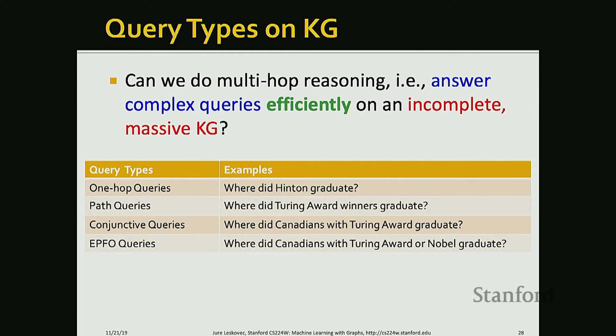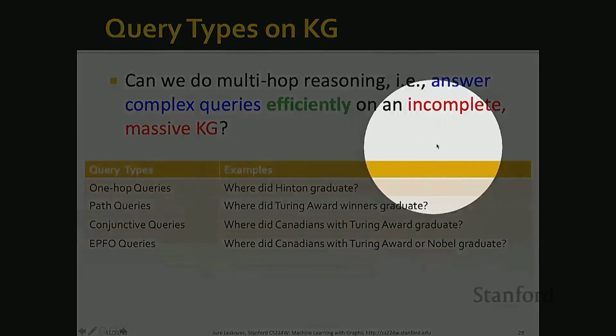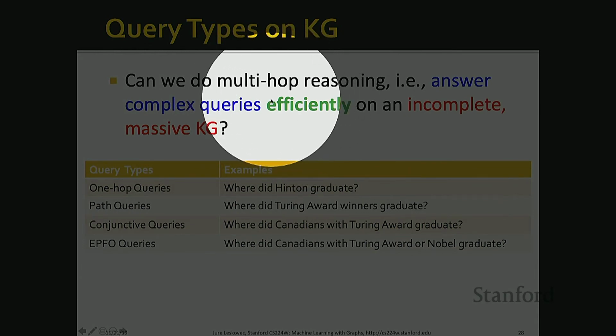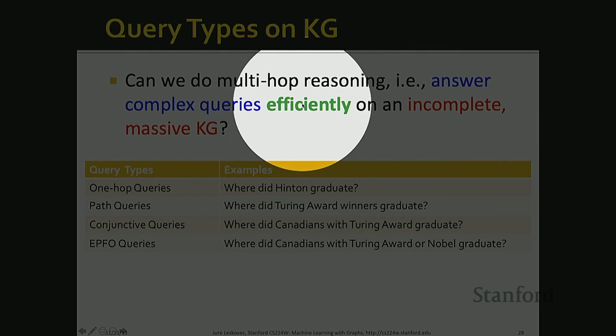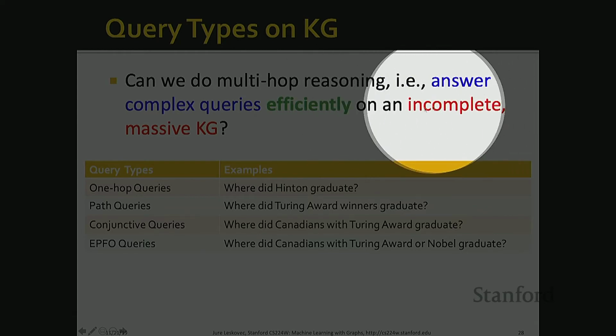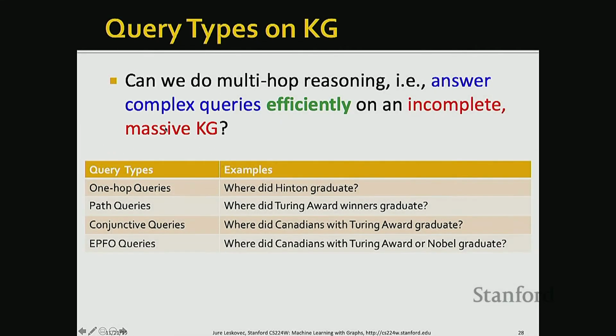So for the first example, we're going to be talking about one-hop queries. What we want is not only that we can answer them efficiently, so we don't want something that takes minutes to run on a large knowledge graph, because as we said before, search engines are using this, so we have to answer in a matter of milliseconds. But we also want to make sure that they work on incomplete massive knowledge graphs. That's why we cared about the completion task before.